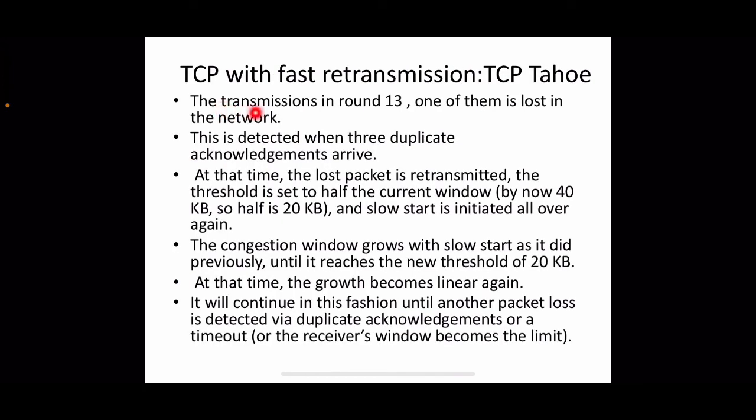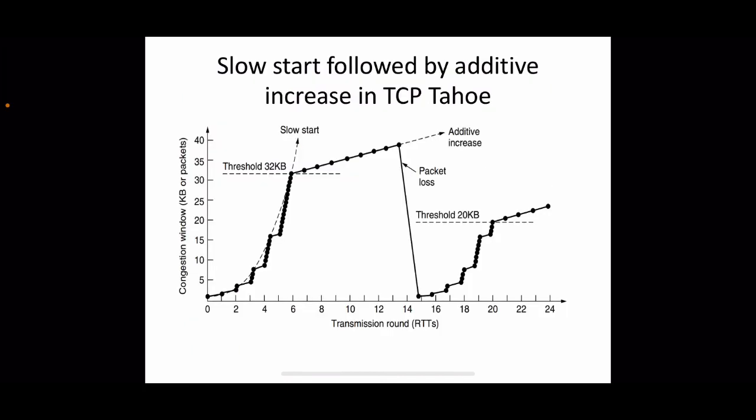So the transmission is in round 13. One of the segments is lost in the network. This is detected when 3 duplicate acknowledgements arrive. Actually, this packet loss is detected not because of a timeout, but because of 3 duplicate acknowledgements arriving. That is actually fast retransmission. Thereby we can improve the congestion control method.